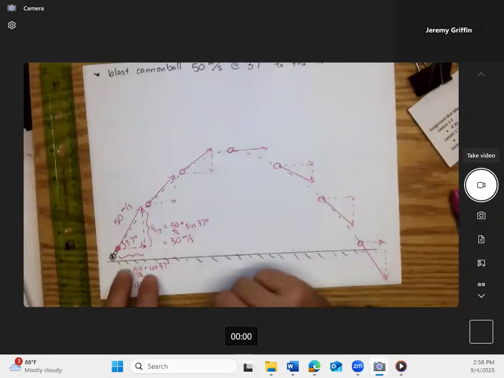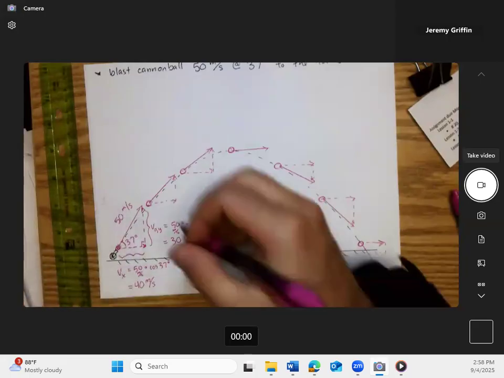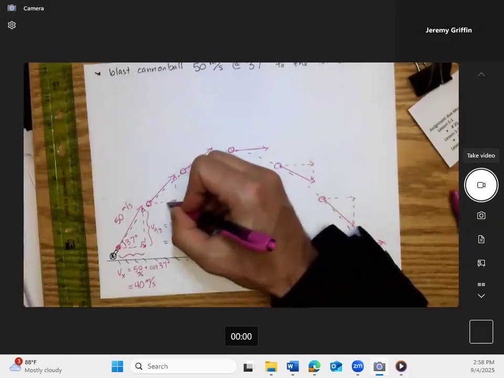Actually, I'll start with horizontal. We'll round back to vertical later. Okay. Horizontal. So remember how leaving the cannon, it was going 50 meters per second altogether, but 40 meters per second across the field. Right? How fast is it going strictly across the field 1 second later?